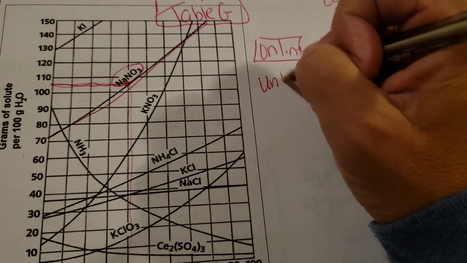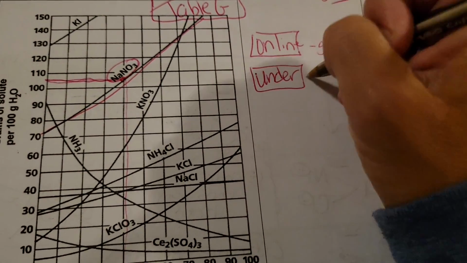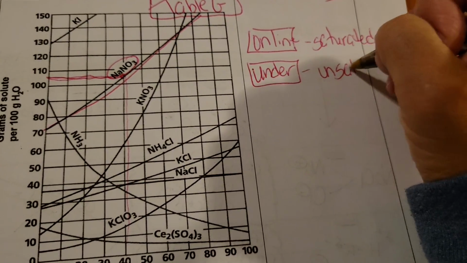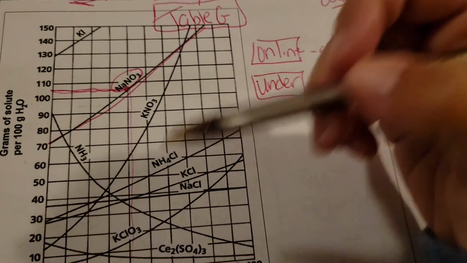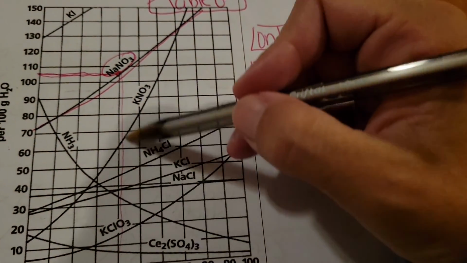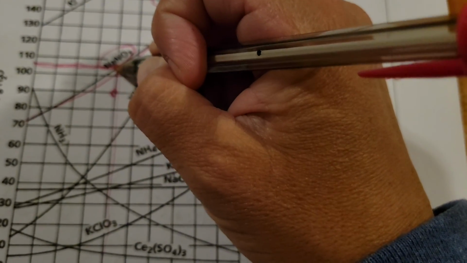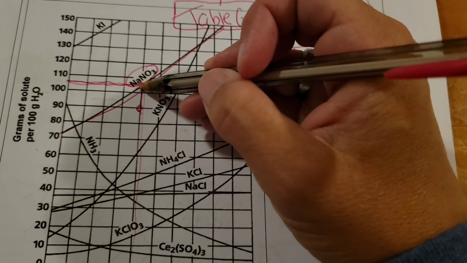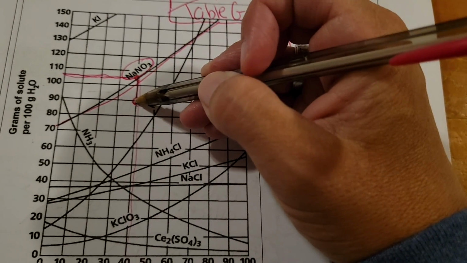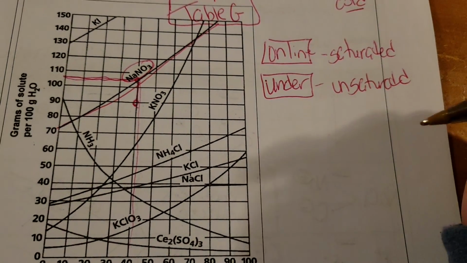If I pick a point and it falls under the line, then that's called unsaturated. So for example, if at 40 degrees, I only dissolve 90 grams, I haven't dissolved as much as I can. I'm below the line, I'm under the line. I could dissolve 105, I only dissolved 90. So that would be considered unsaturated.